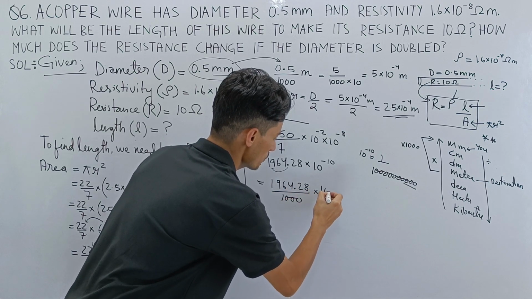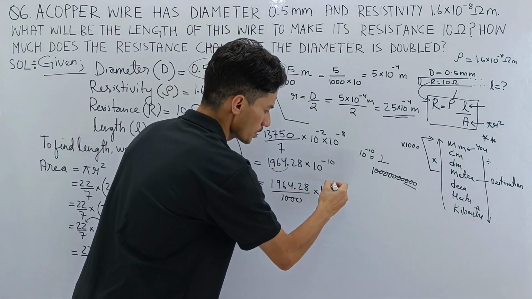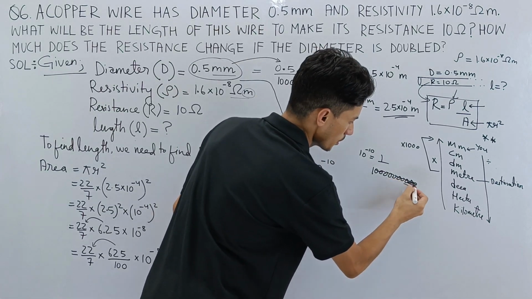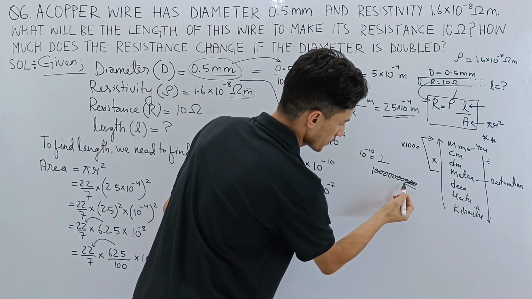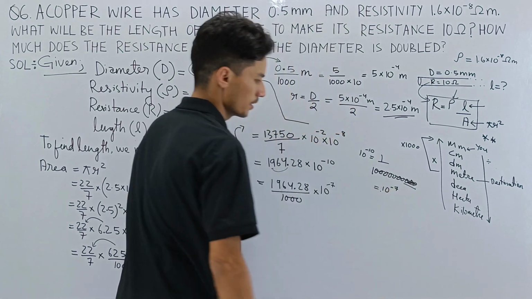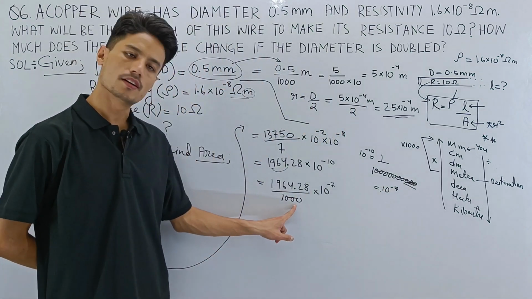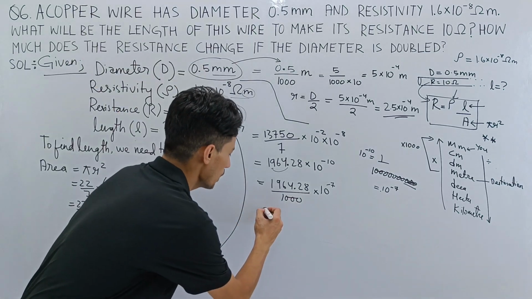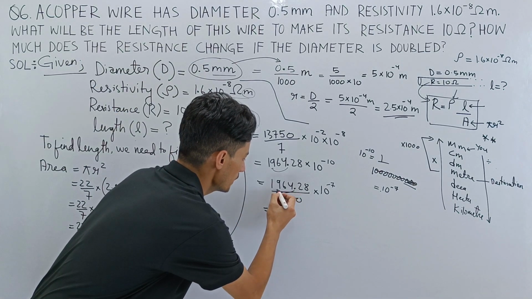Since I've only taken 3 zeros, no more 10, it will be just 7 because I've taken 3 zeros. So how many left? 1, 2, 3, 4, 5, 6, 7. So this becomes 10 to the power minus 7 because 3 zeros have been taken by me. Okay, so now what happened? This point will move here.